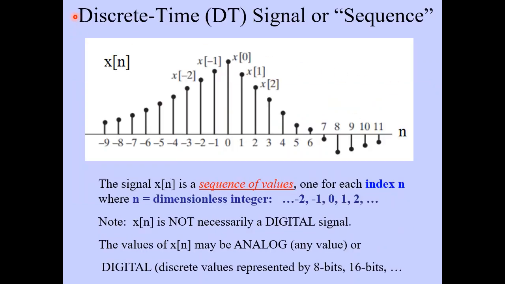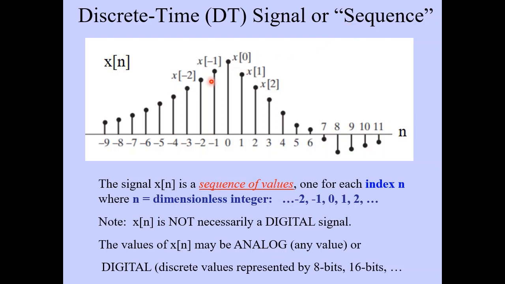On the other hand, there are discrete time signals. And by the way, discrete time will be abbreviated DT, whereas CT is for continuous time. A discrete time signal is often called a sequence. So you'll hear me, and you'll also see the book, use these two terms sort of interchangeably. They basically mean the same thing.